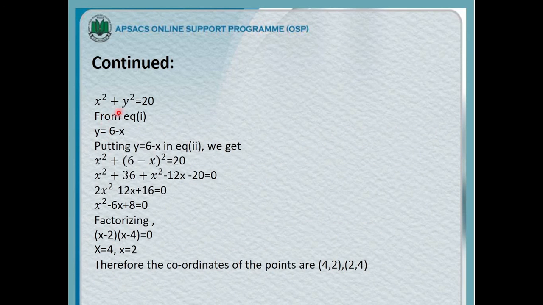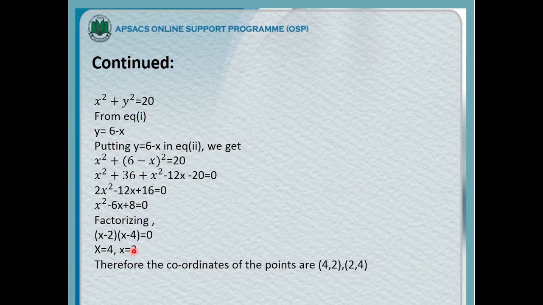And the sum of their squares is 20. Therefore, from equation number 1, we can write this equation as y is equal to 6 minus x. And by putting this value of y in the above equation, we get a quadratic equation which will be factorized to get two values of x, that is x equals to 4 and x equals to 8.